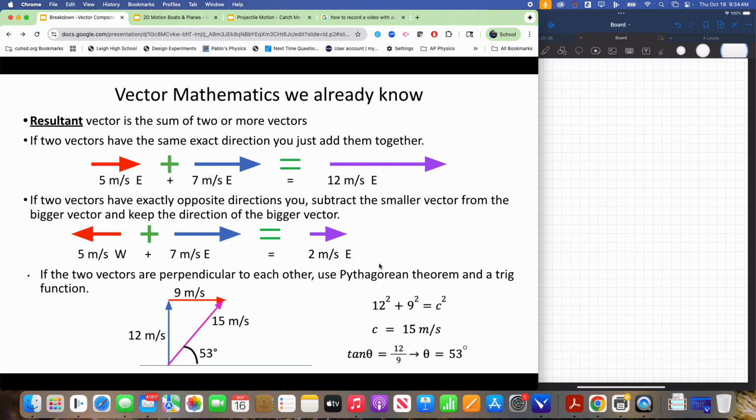So I want to remind you that we already learned how to add vectors together, whether they're pointing in the same direction, opposite direction, or exactly perpendicular. Remember, the resultant of a vector is a sum of 2 or more vectors. So if you need to review these, please go back and review the poison arrow notes.